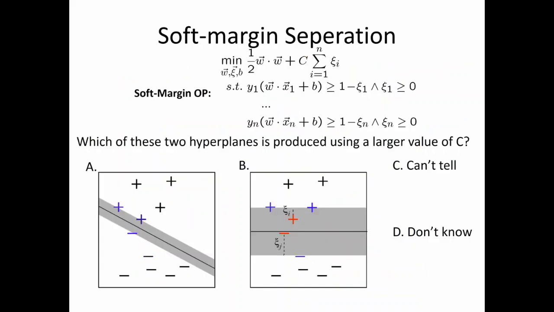So then when C becomes large, which of the following would be the case? The answer is A, because if you increase C, then every non-zero xi has a bigger impact on the whole value, and we're trying to minimize this whole value. So as C gets bigger, you're penalizing non-zero xi's more severely.